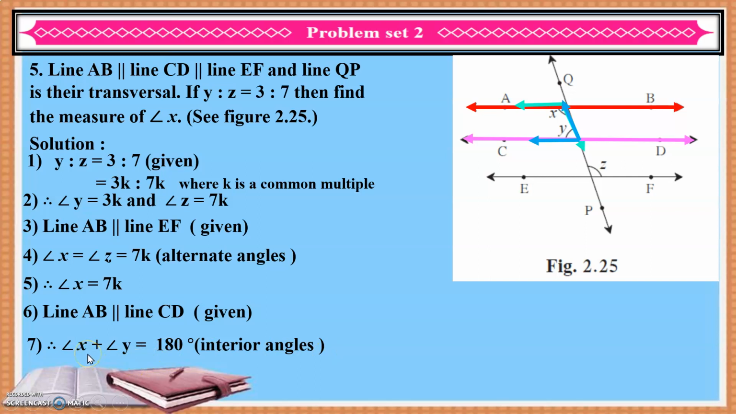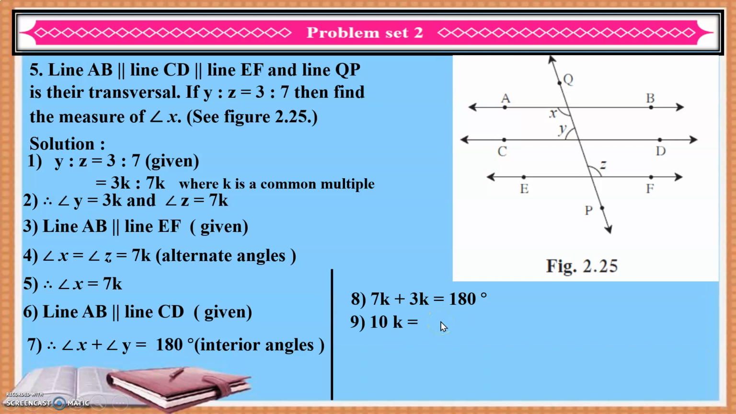Now we will substitute for X. What is X? 7K. And what is Y? 3K. Let us substitute. That is 7K plus 3K is equal to 180 degrees. So we'll get 10K equal to 180 degrees. So we get the value of K as 18 degrees.